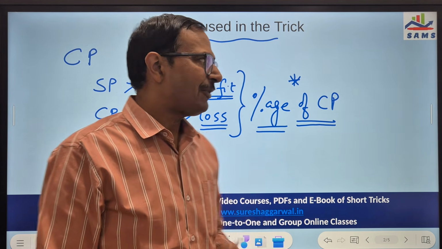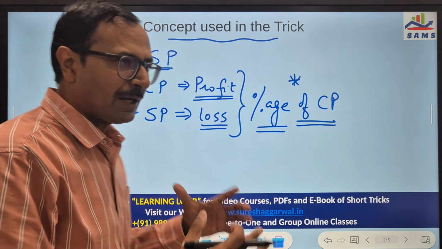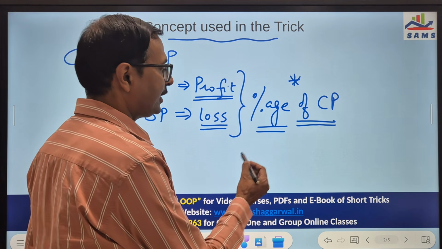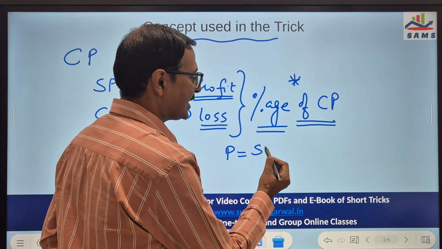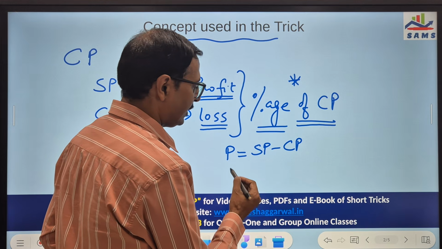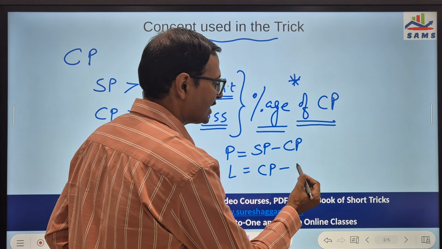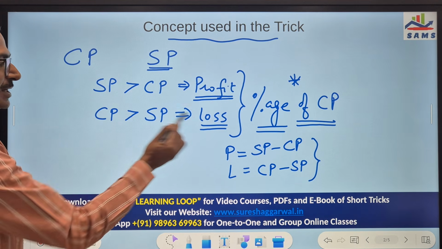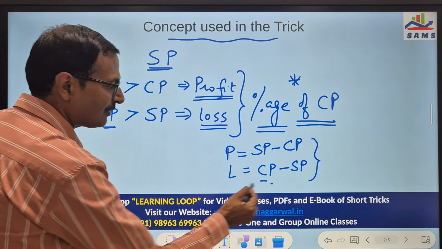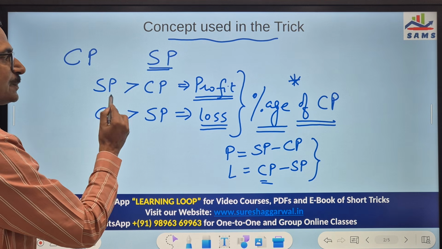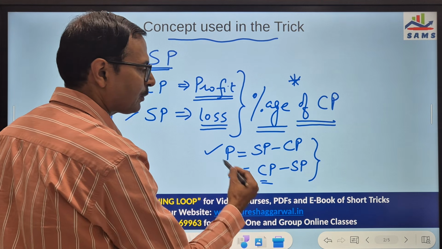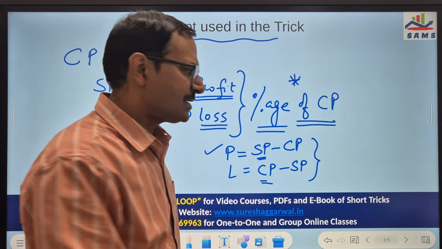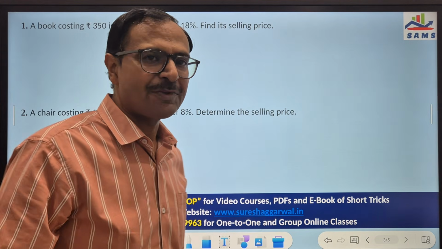And now when we are trying to calculate the selling price or the profit, profit is always selling price minus cost price, and loss is always cost price minus selling price. Now how do we remember this? Whichever is greater, see, loss, CP is greater, so CP will be written first. Profit, SP is greater, so in case of finding profit, you have to write SP first. Let's understand this in a better manner using some of the questions.